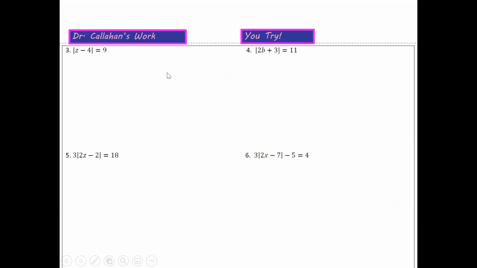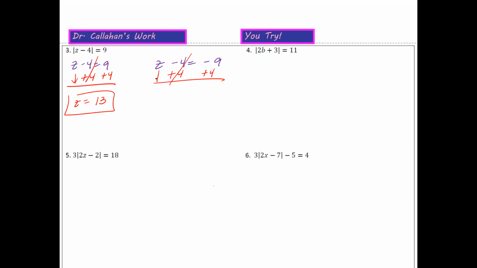All right, let's go ahead and take a look at number 3. So first thing you notice is you have absolute values. What that means is you are going to split the equation. So z minus 4 equals 9. That's your first equation. z minus 4 equals negative 9. Now from here, your job is to solve for z. Let's go and add the 4 on both sides. Bring down your z. Cancel the 4, which is 13. Same thing here. Bring down the z, which is negative 9 plus 4 is a negative 5. And that's your first part.